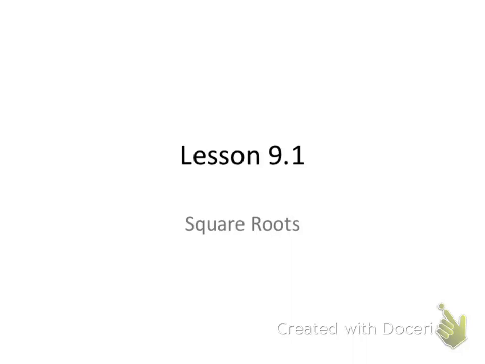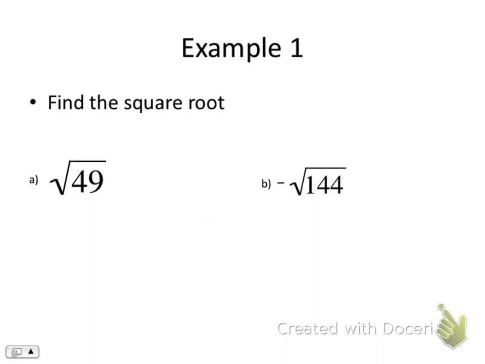Today we're going to learn about square roots. All right, we're going to find the square root. And so when we're talking about example A, for example 1, when I say square root of 49, 49 is under the radical symbol. It's different than a division symbol. And it's wanting to know what number times itself equals 49.